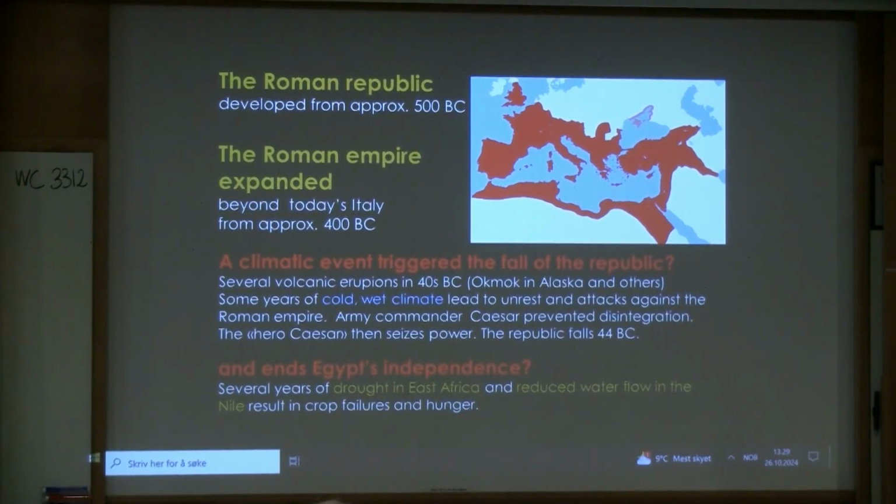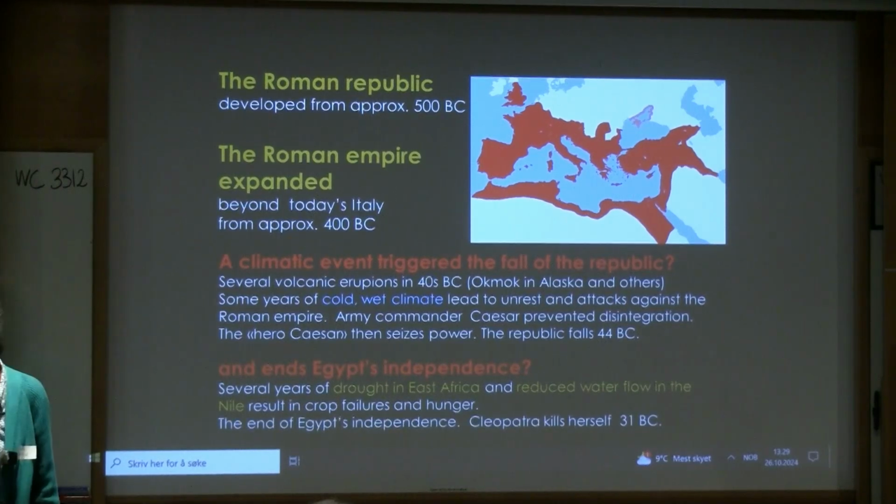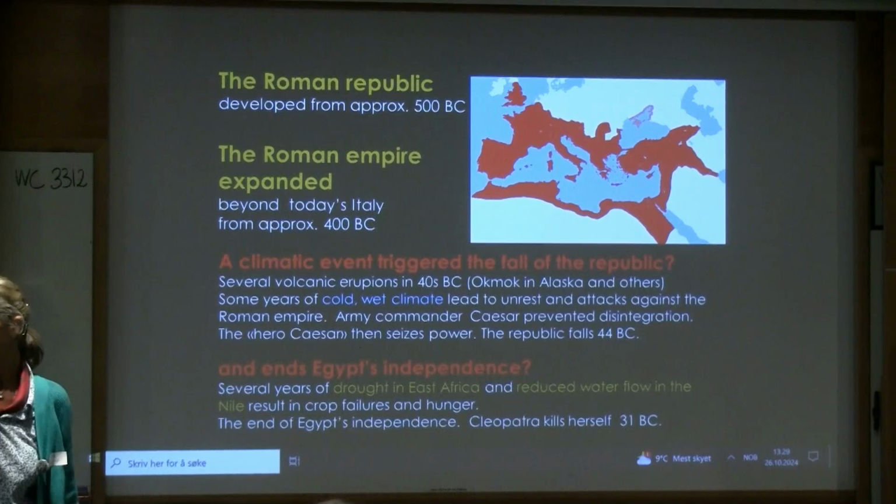There were several years of drought in East Africa and a reduced water level in the Nile. The results were crop failures and hunger. So Egypt's independence ended during this same period, the 40s BC, and you might know that Cleopatra killed herself in 31 BC.